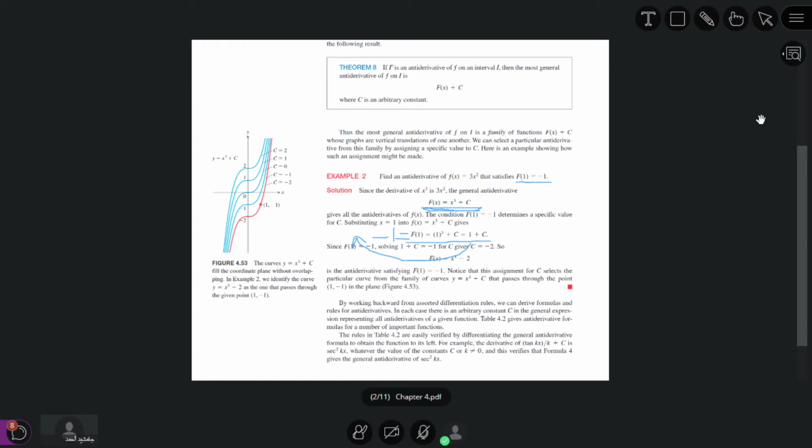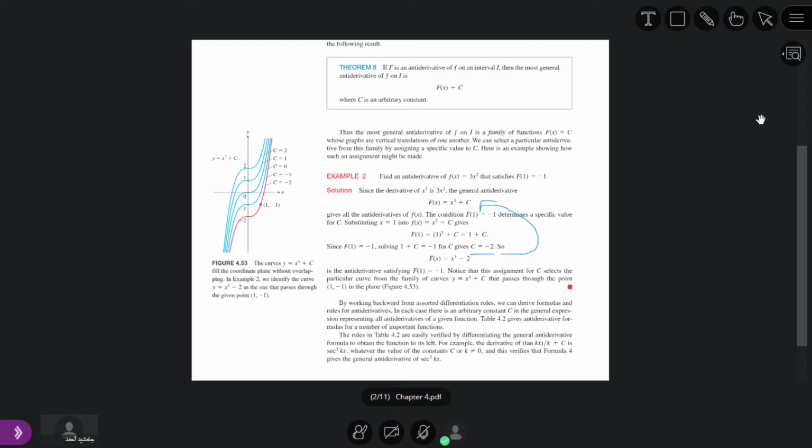Minus 1 how much? Minus 2. Yes, minus 2. So the value of c is minus 2. Then we put this value here. So what is the value of c? C is equal to minus 2.